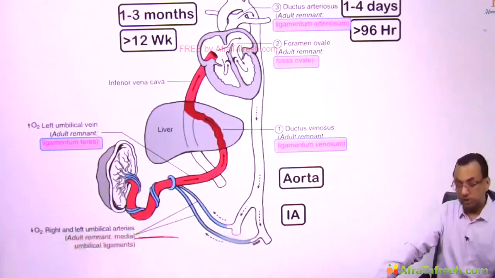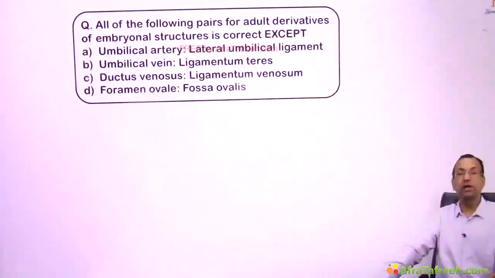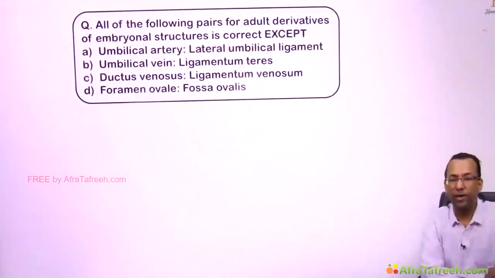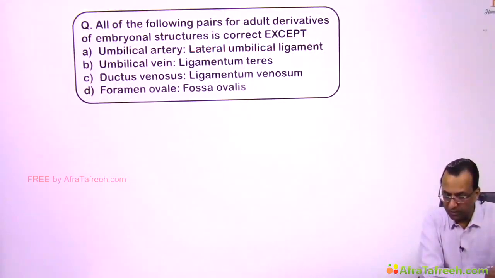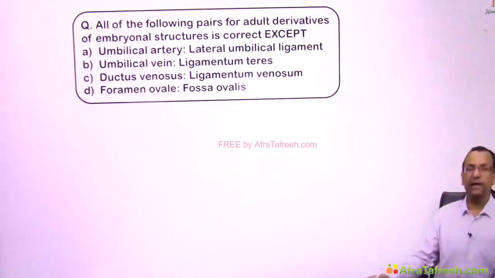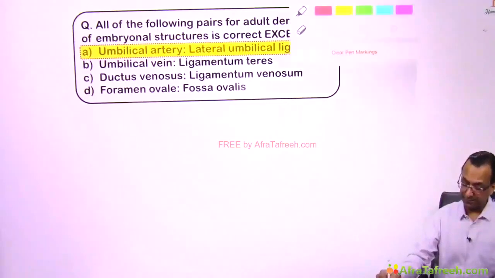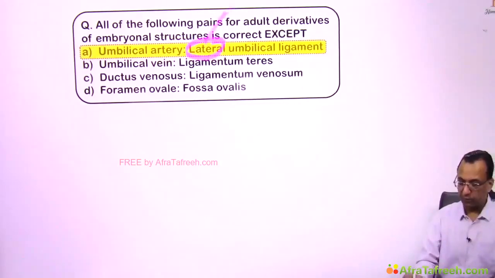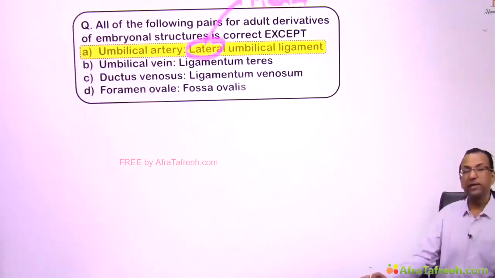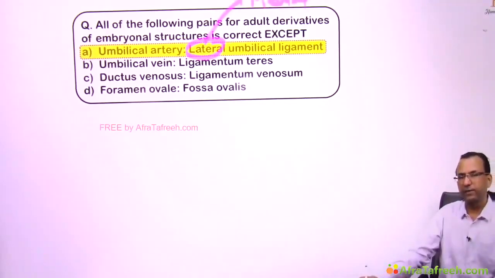Okay, now you have to look at this question, tell me the answer. Where is the mismatch, the wrong pairing? If you are searching for the mismatch or wrong pairing, I think immediately I got my answer. Remember that the umbilical artery was not producing the lateral, it was producing medial. So it was not lateral, it was medial umbilical ligament. Then who is producing the lateral umbilical ligament? That you have to see.